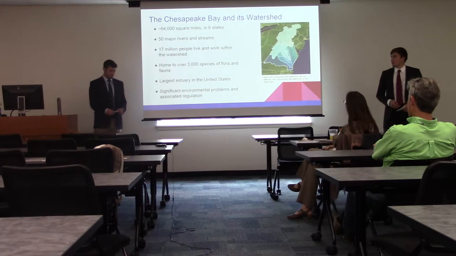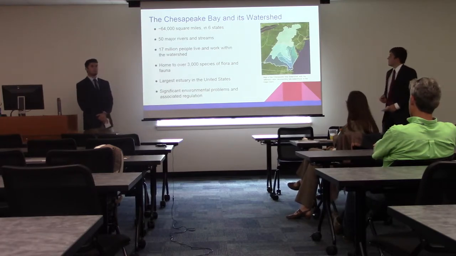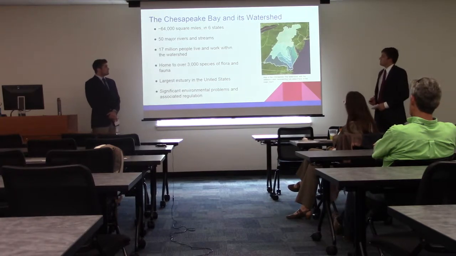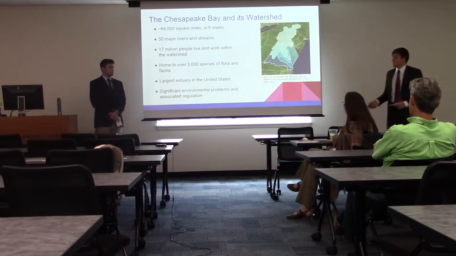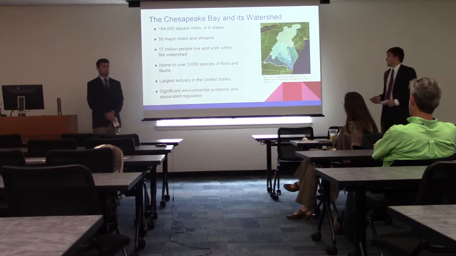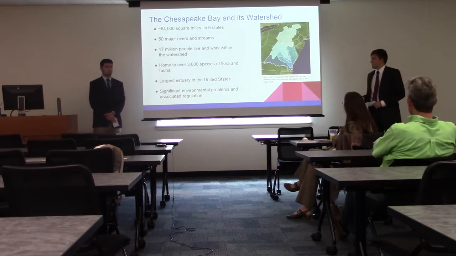So just to give you a little background information on the Chesapeake Bay and its watershed, as you can see in this picture here, this is the entirety of the watershed, and then it's colorized to show the different sub-watersheds of the major rivers. All in all, it covers about 64,000 square miles in six different states, and that includes New York, Pennsylvania, West Virginia, Virginia, Maryland, Delaware, and DC.